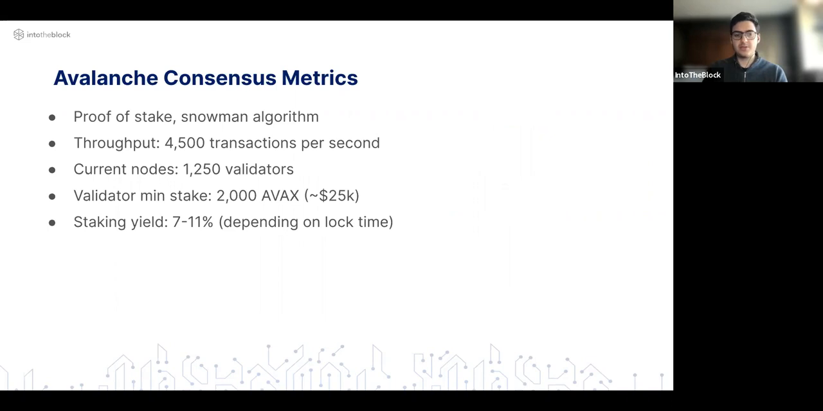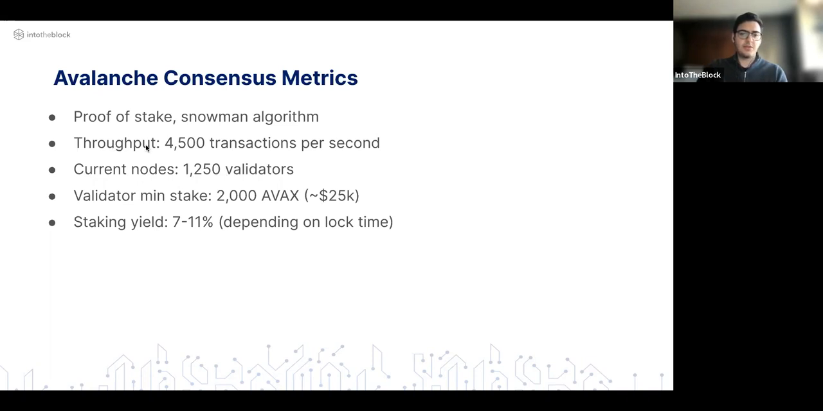So they have validators set up, and each validator generates rewards on top of the AVAX that they stake. There's a minimum stake of 2,000 AVAX tokens, worth around $25,000 at the time. Slightly less at the moment than the ETH staking minimum if you want to do it yourself. There are about 1,250 validators running at this time.